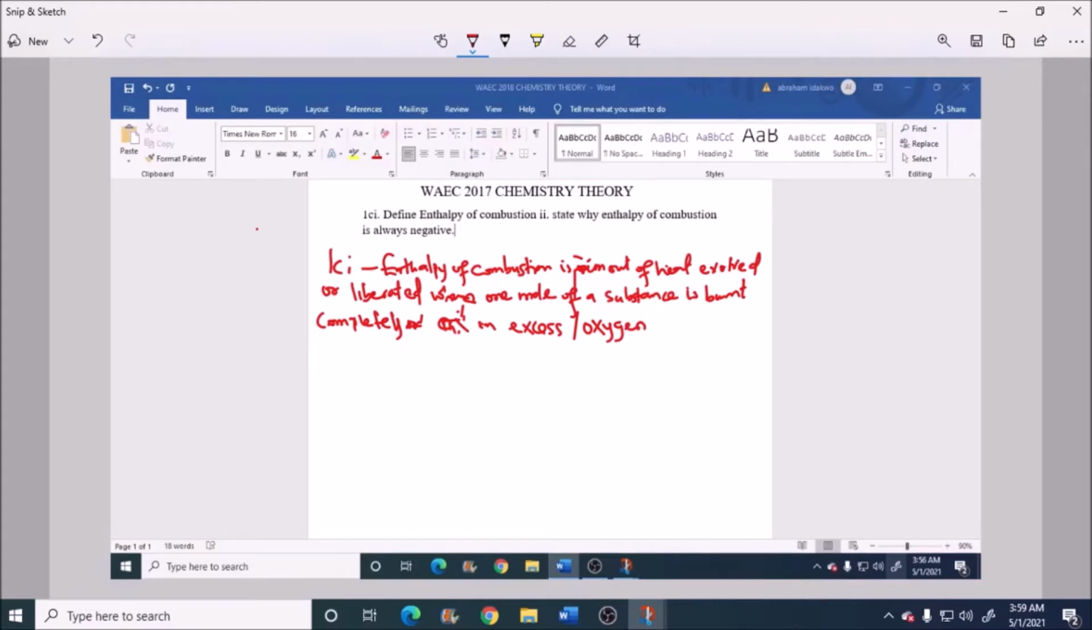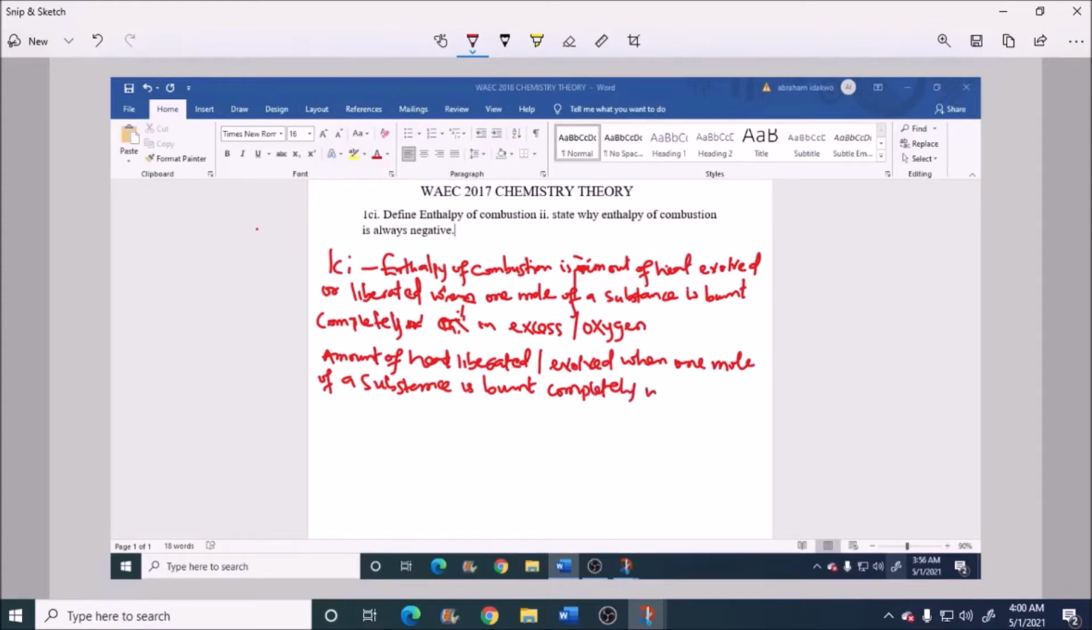So that is the enthalpy of combustion, that is the amount of heat liberated, or evolved, when 1 mole of a substance is burned completely in excess oxygen. So this is the answer to question 1C Roman figure 1.